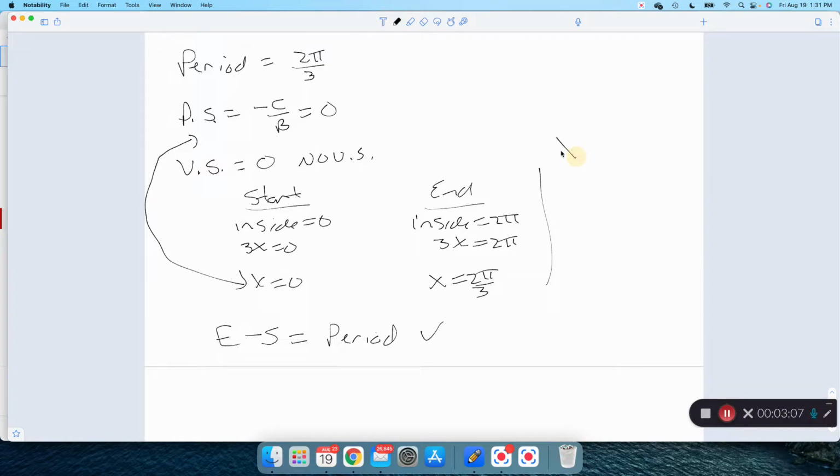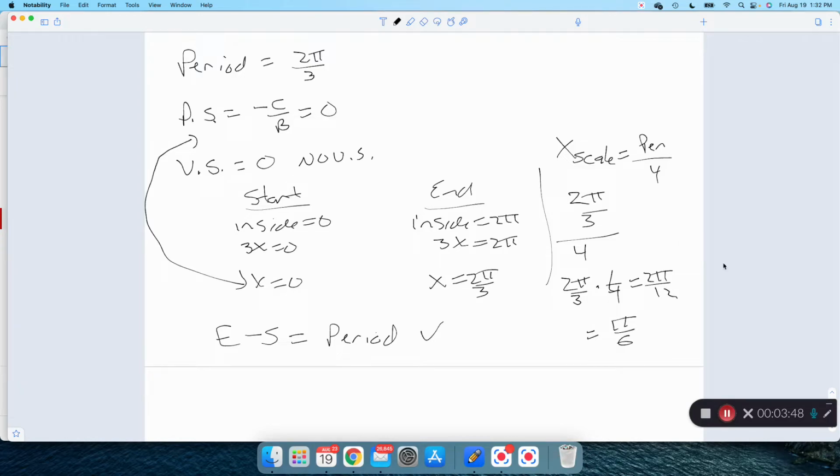And my scale is always the period over 4. So I've got here 2 pi over 3 over 4. So that's 2 pi over 3 times 1/4. We're going to have to do a little bit of fraction work here. I could call that 2 pi over 12. Or I could do a little canceling here. Cancel the 2 and the 12 and get pi over 6.